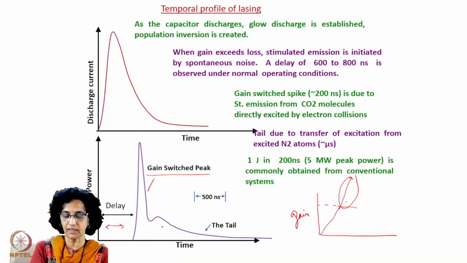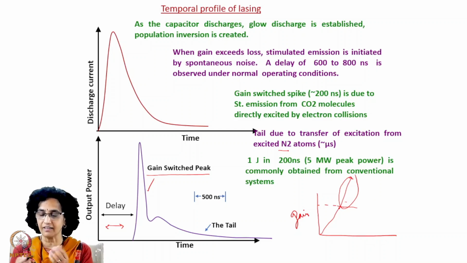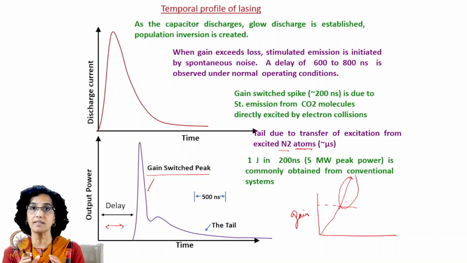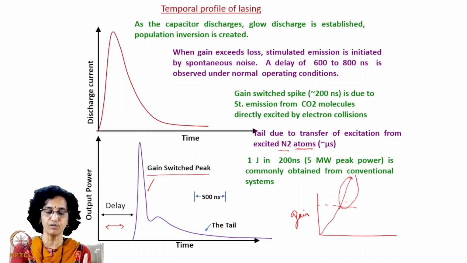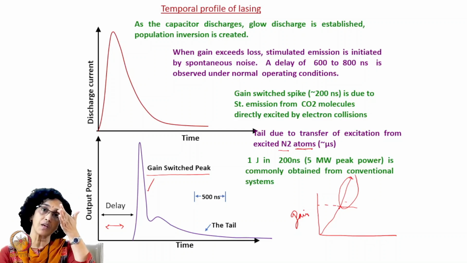We also saw that the tail is because of the addition of nitrogen molecules. I'm sorry, it is written atoms here, but it is actually molecules. So the nitrogen molecules are present, and because of those, there is a transfer of energy, and that continues for a longer time.